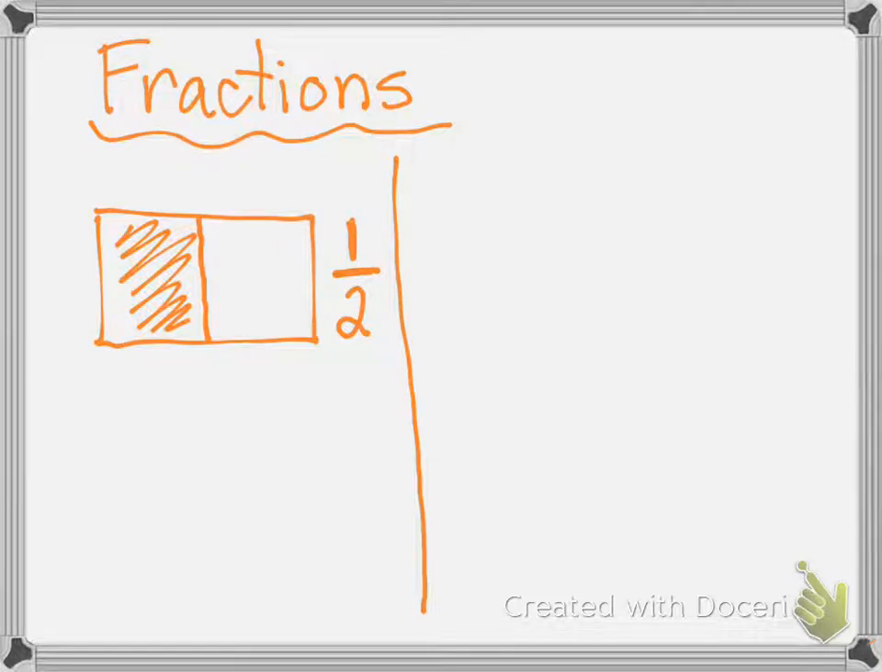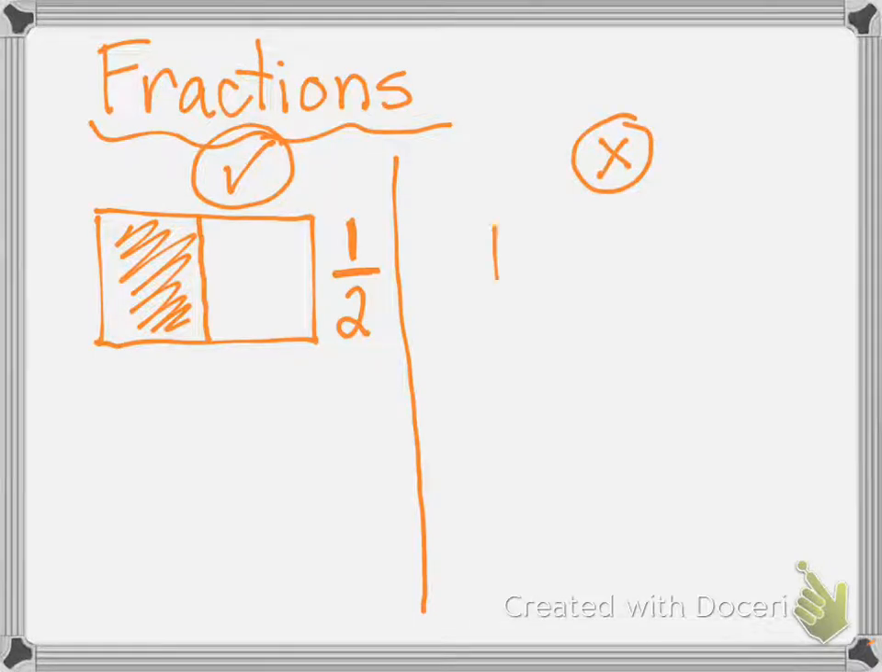So the numerator goes on the top, and the denominator goes on the bottom. And when we read that, we can read 1/2 is how we say it. We don't say 1, 2, we say 1/2. So 1/2 of that shape is colored in. Now, this side is our correct side. This side over here is going to be our incorrect side.